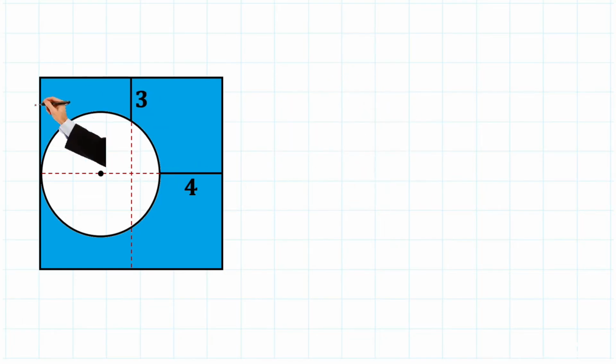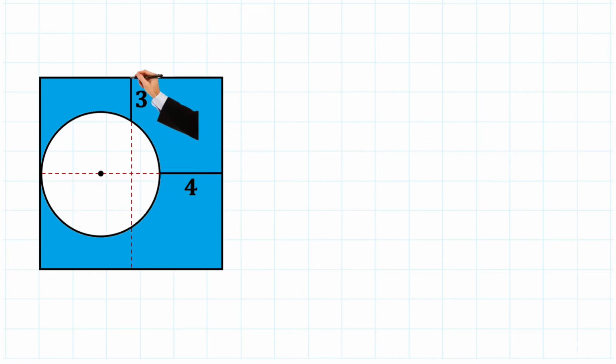Friends, take a look at this interesting exercise we have here. We need to find the shaded area of the figure. Alright, notice that we have a square and a circle that is tangent to one side of the square, right in the middle of the square.